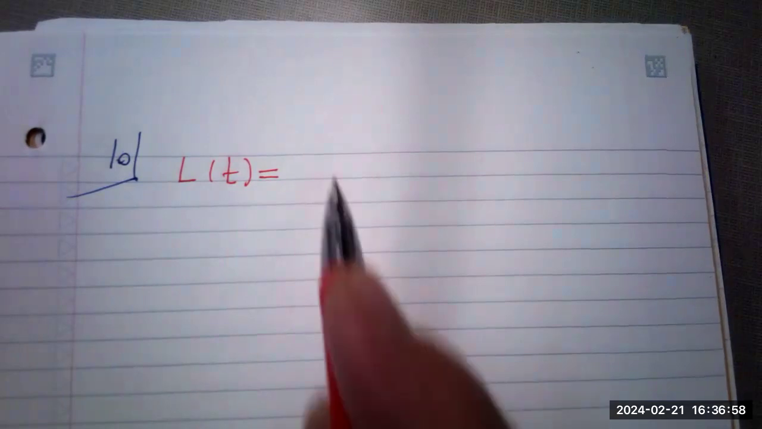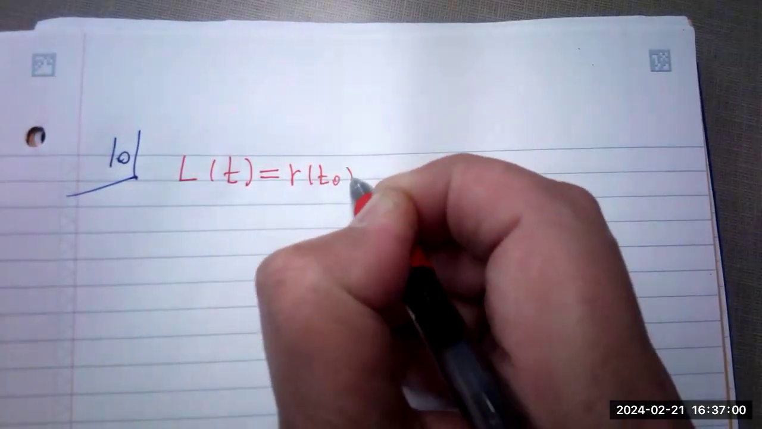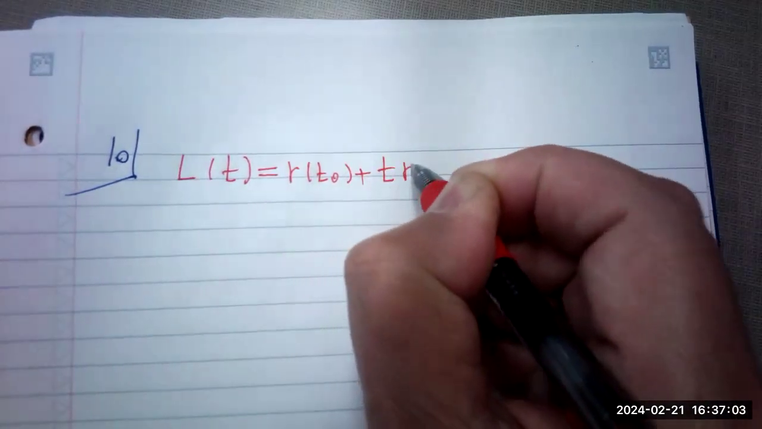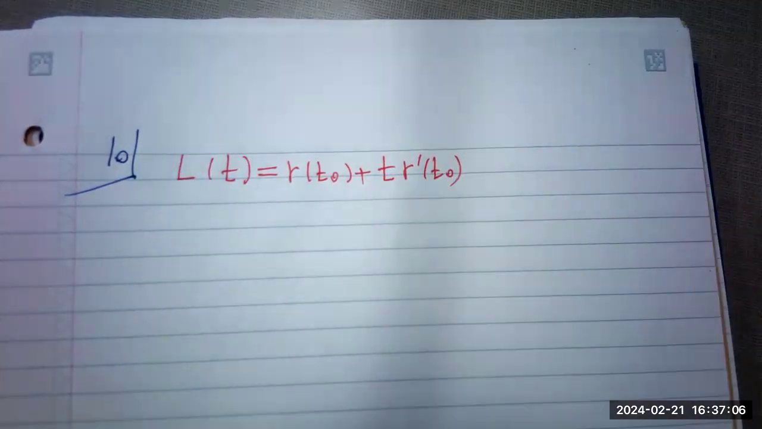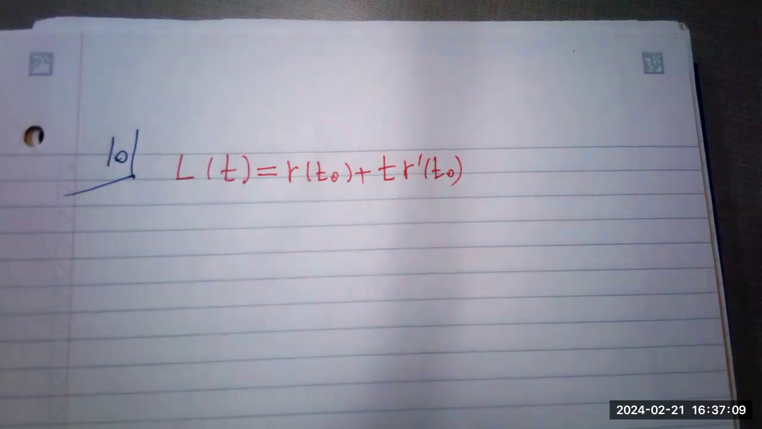The vector equation is this. We call it L of t, a point and the direction. The point is going to be r of t0, and the direction is t times r prime of t0. That is the vector equation, which we also call the parametric equation of the line. If you want to write it down as separate equations, if you break it out, that's the one that you did: x equals x0 plus at, y equals y0 plus bt, z equals z0 plus ct. Okay, it's the same thing.